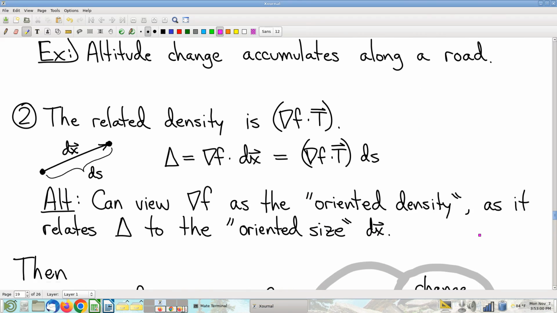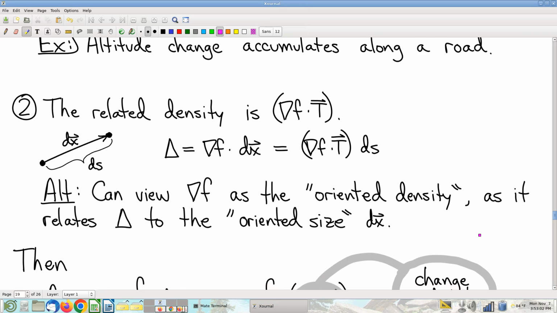Okay, so how much does a function change as I move like that, from a start point to an end point when I displace by some vector amount dx? And I'm going to recall this old formula from chapter 2, right? That input change and output change are related by the gradient, right?